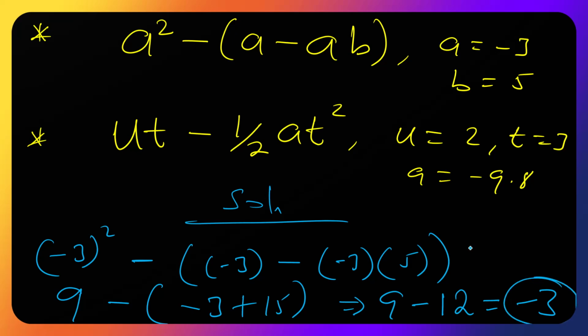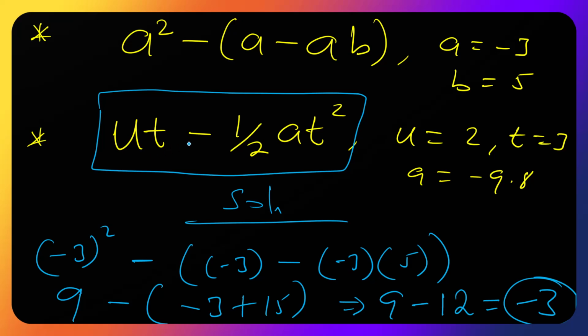Now go ahead and try this. We have ut minus half at squared. We just do the substitution. U is 2, t is 3, and a is minus 9.8. You can use a calculator to get the answer.